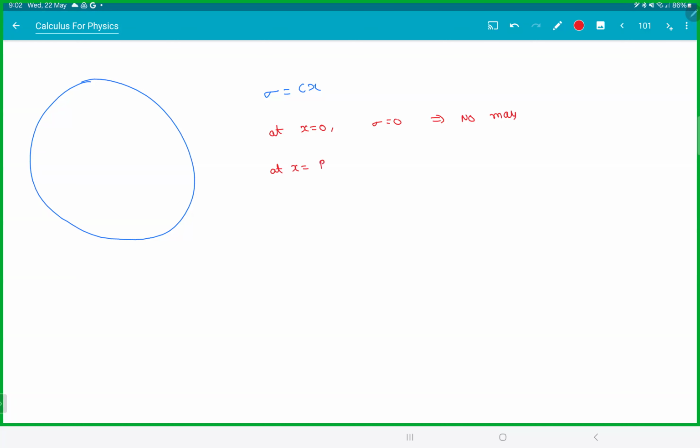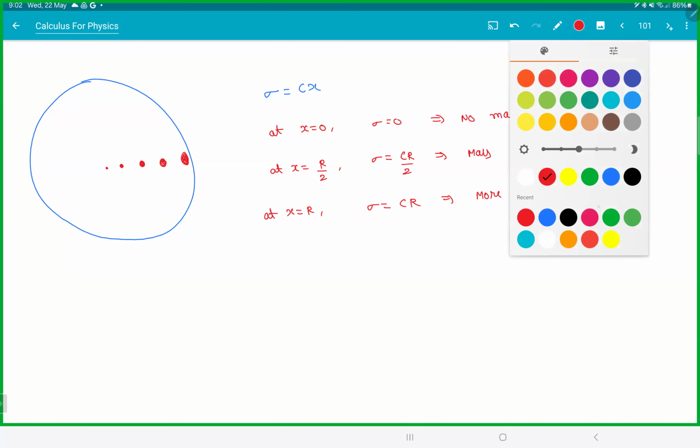At x is equal to r by 2, sigma is c into r by 2. So mass increased. So there is more mass. At x is equal to r, sigma is even more, c into r, there is more mass. So if you look at this disk, this is how it looks. It has no mass, a little more, a little more, a little more, and very heavy.